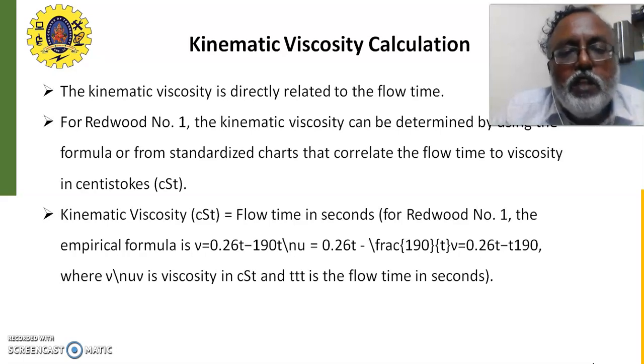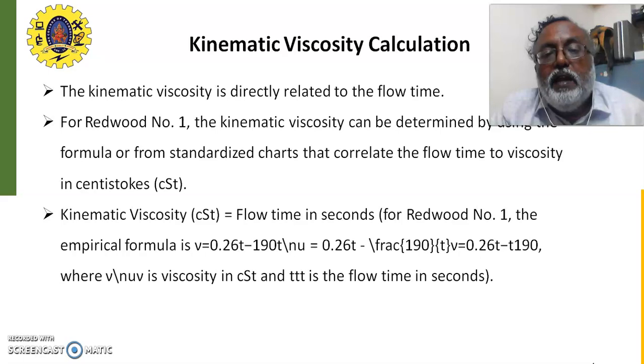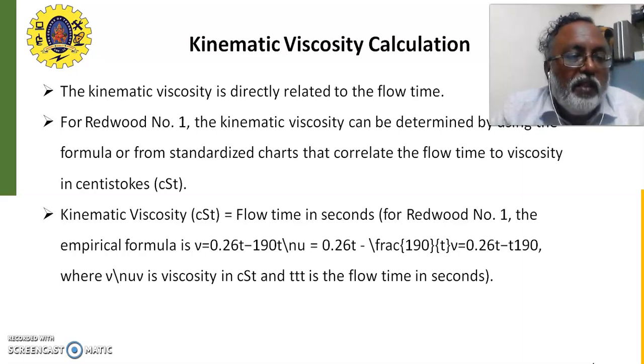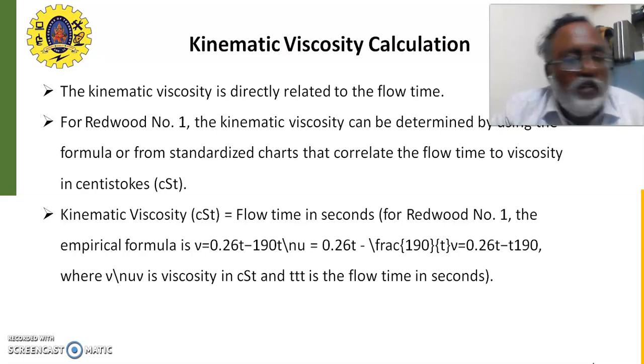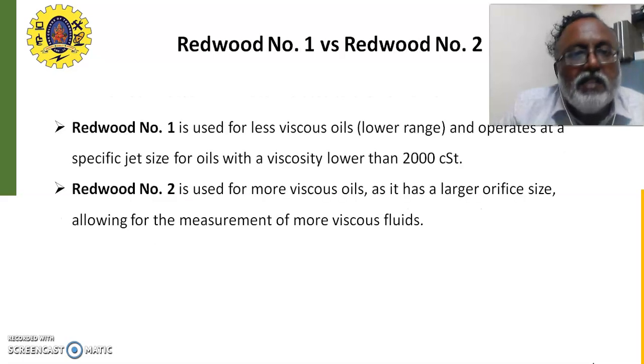That is, V = 0.26T - 190/T, where V is the kinematic viscosity in centistokes and T is the flow time in seconds.